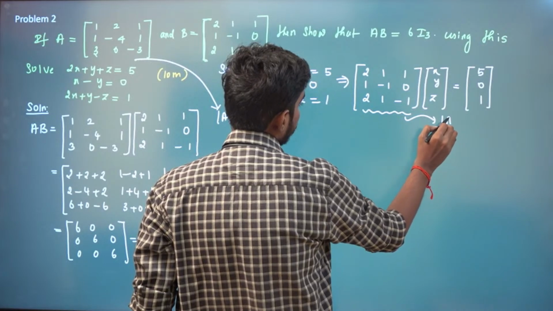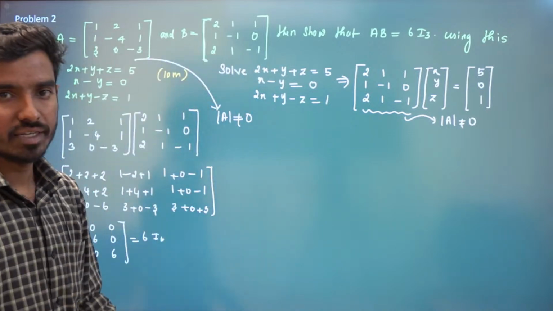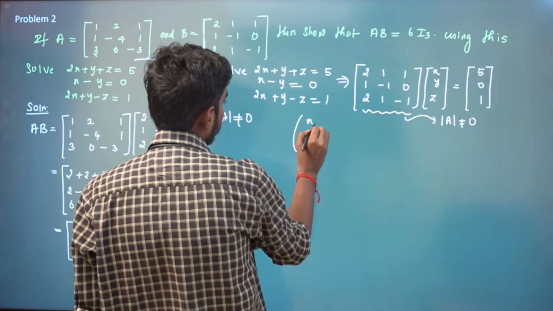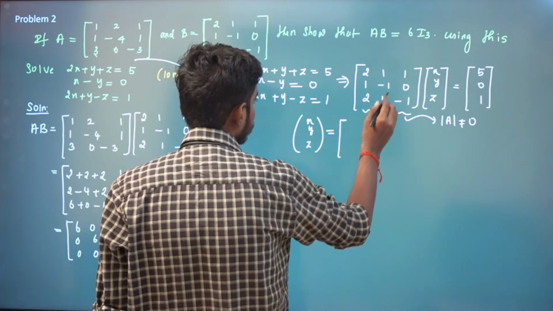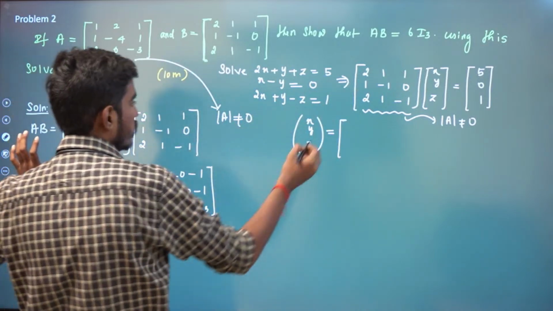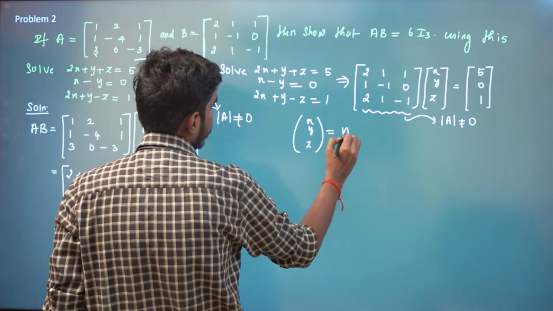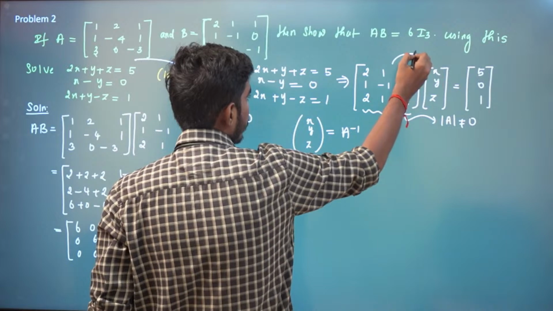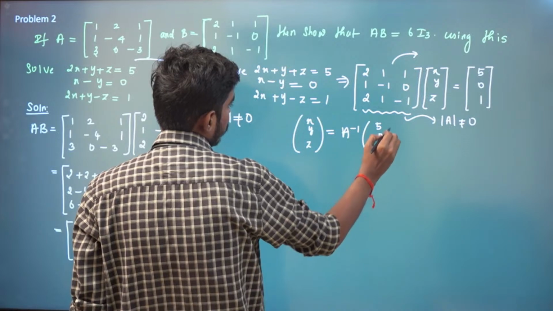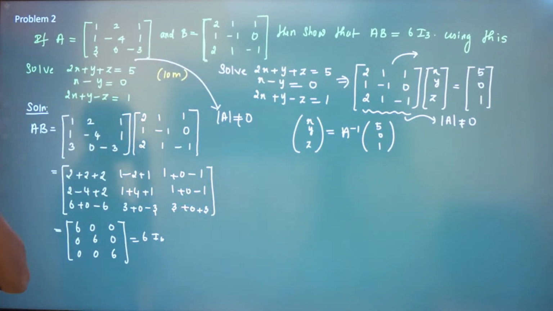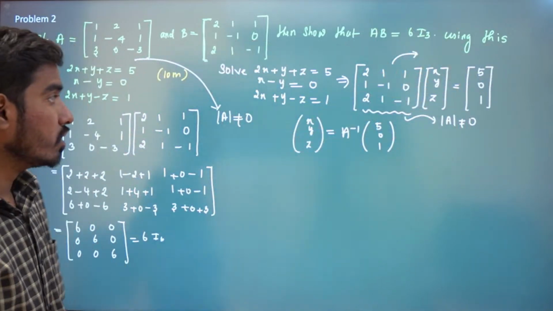Since this matrix is A, and its determinant is not equal to 0, that means the inverse exists. So I can write x comma y comma z as, let us call this matrix A, right? Because already you have been given this matrix as A. So I can write this as A inverse, taking it to that side. It will be A inverse because the inverse exists, as the determinant is not equal to 0. So x comma y comma z is A inverse times 5 comma 0 comma 1.